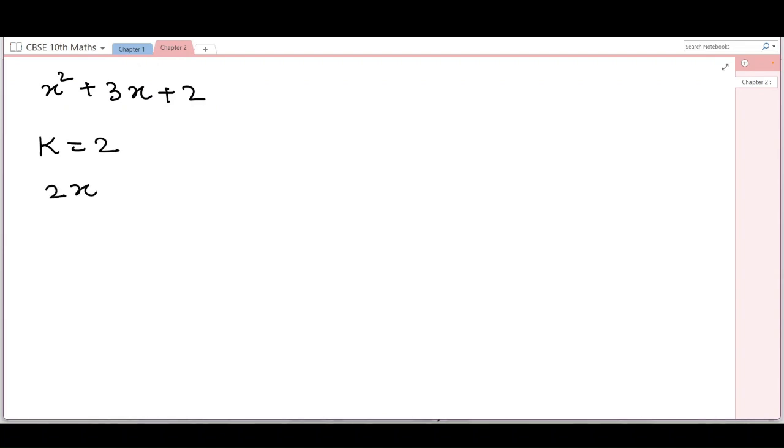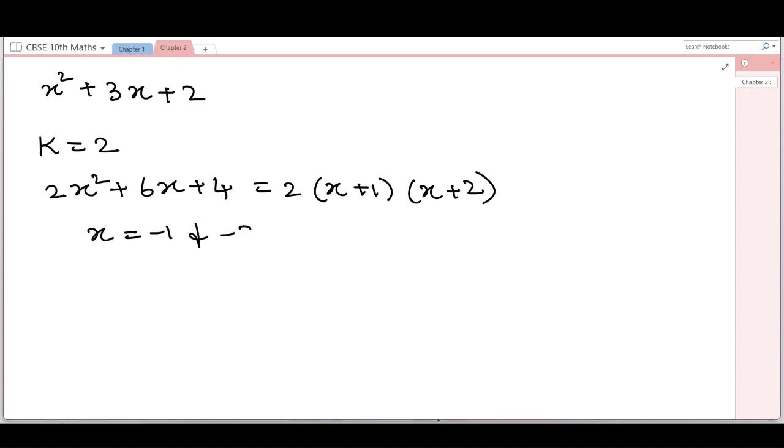So the polynomial I have obtained is 2x square plus 6x plus 4. Multiplying a polynomial by a constant will not change its degree. If I factorize this polynomial, I will get 2 into x plus 1 into x plus 2. So for x equal to minus 1 and x equal to minus 2, the polynomial will become 0. Therefore, the zeros of this polynomial 2x square plus 6x plus 4 are x equal to minus 1 and minus 2. So now let us check the relationship between the zeros.